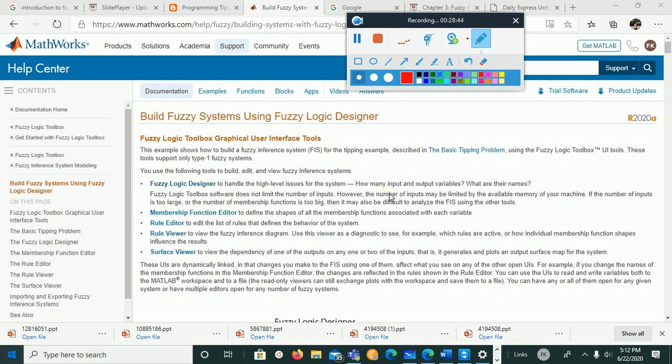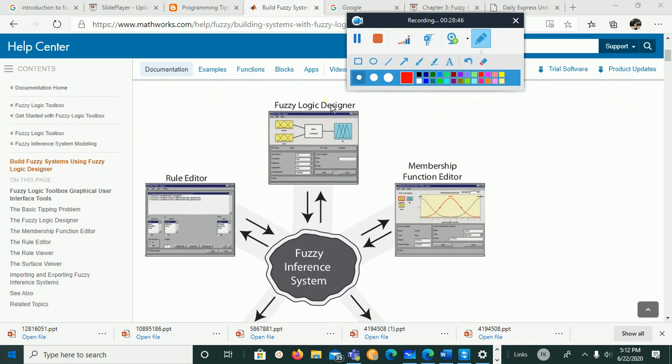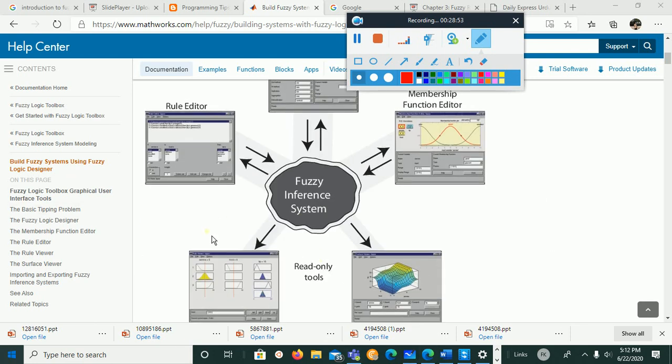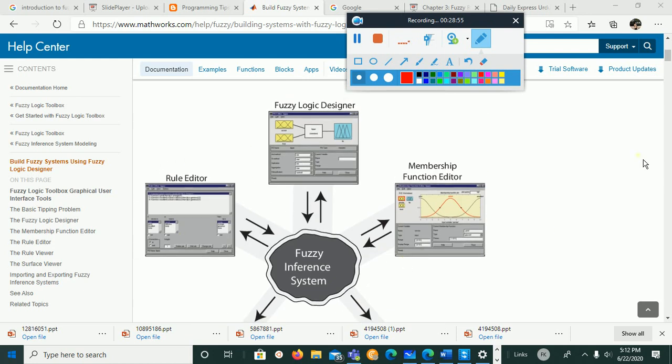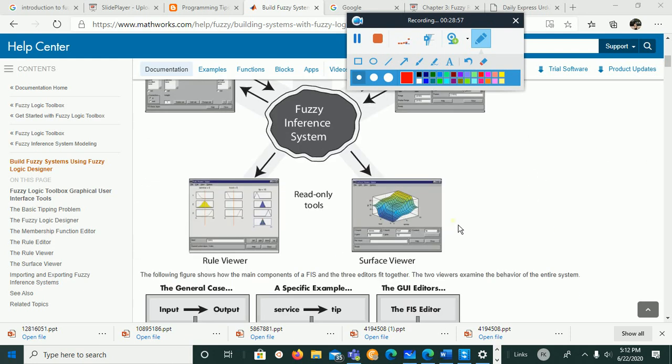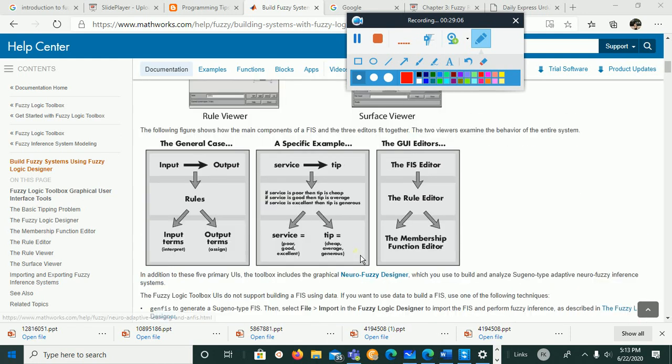Build a fuzzy system. It consists of fuzzy logic design: the fuzzy inference system, rule editor, membership function editor, and then we have the rule viewer and the surface viewer. Here the problem is that we are solving this example.